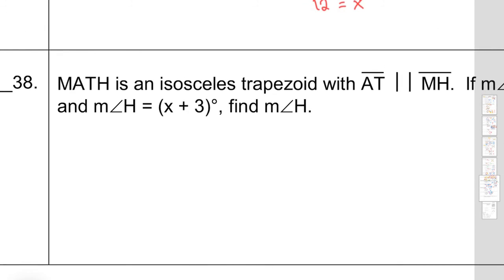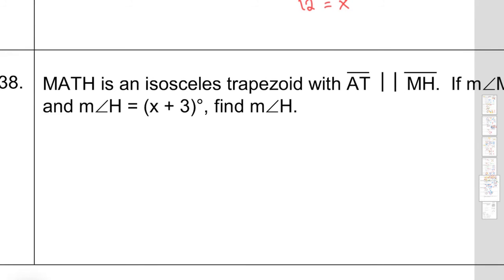Moving on to question 38. It says MATH is an isosceles trapezoid. So isosceles trapezoid, remember, it has the two sides that are congruent. And so I'm going to label it MATH. And they're telling you, this is important, AT is parallel to MH. So if AT is parallel to MH, the way I drew it here, at least the way I labeled it, does not work because AT is not parallel to MH.